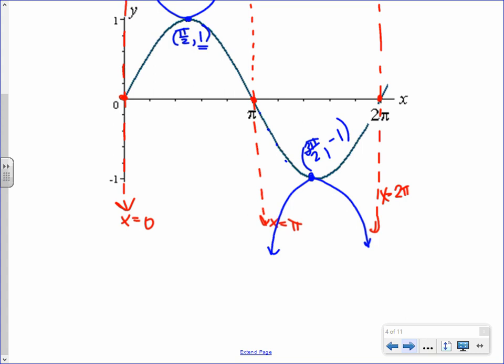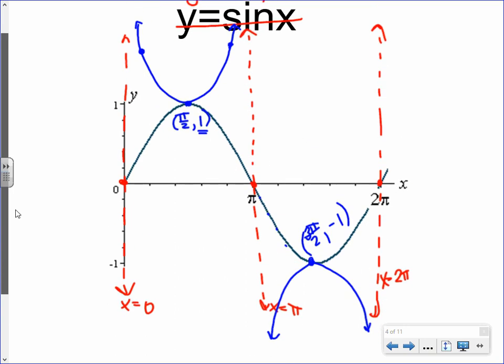Okay, so just like a sine curve, there are 5 things that you would want to label. You're going to want to label the asymptotes and then the coordinates that create those U's.